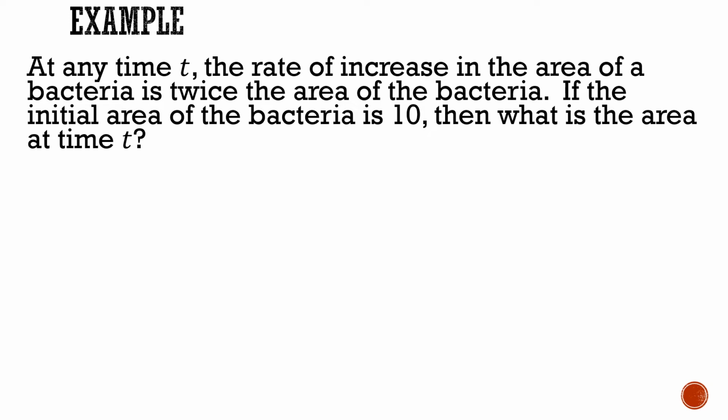All right, the next example says at any time t, the rate of increase in the area of bacteria is twice the area of the bacteria. If the initial area of the bacteria is 10, what is the area at time t? Again, I start with the idea that the rate of increase of the area is 2 times the bacteria. So I'm saying dA/dt is 2 times A.